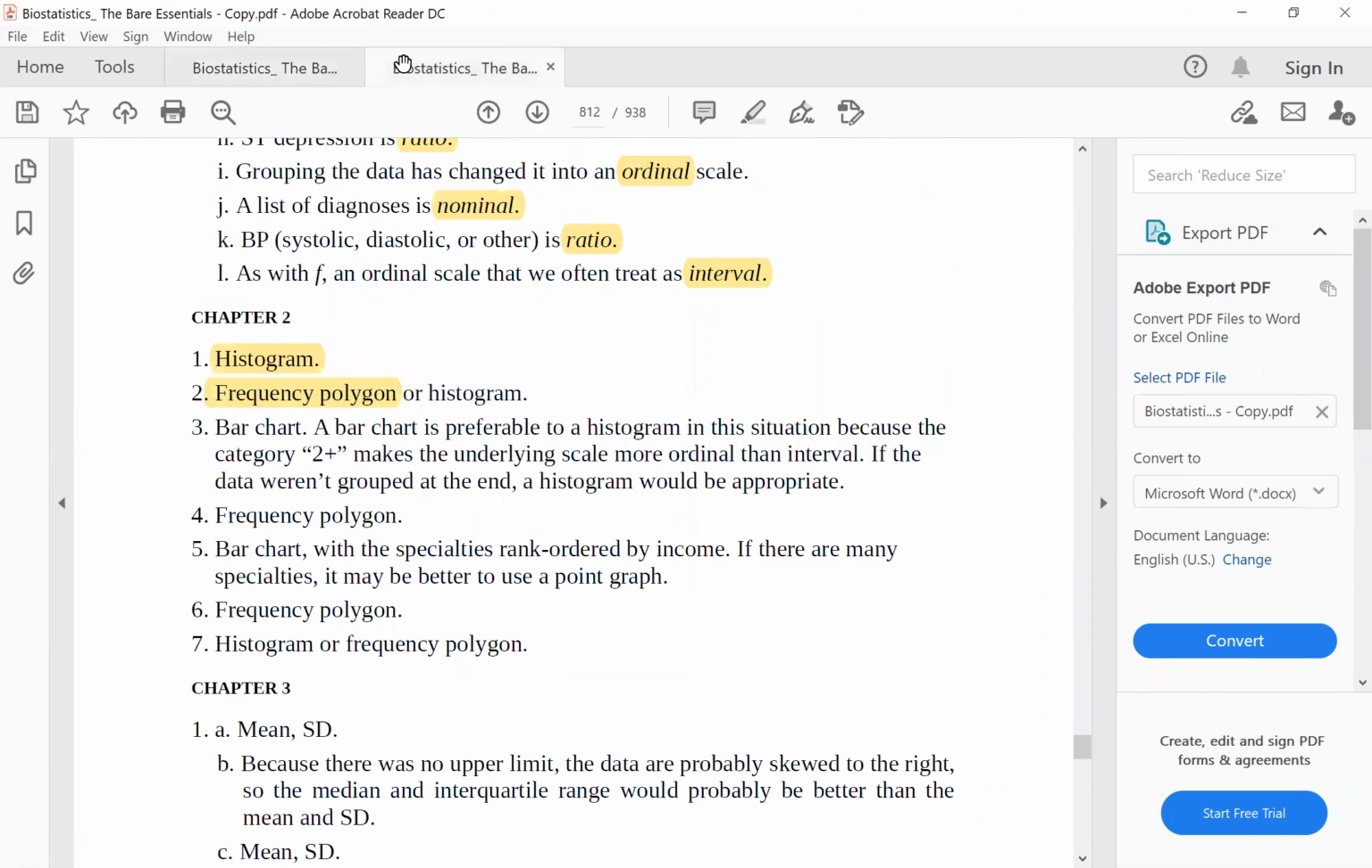So now they're just ranking it. So it's a bar chart. A bar chart is preferable to a histogram in this situation because the category 2+ makes the underlying scale more ordinal, so it has an order to it. If the data were not grouped at the end, a histogram would be more appropriate.